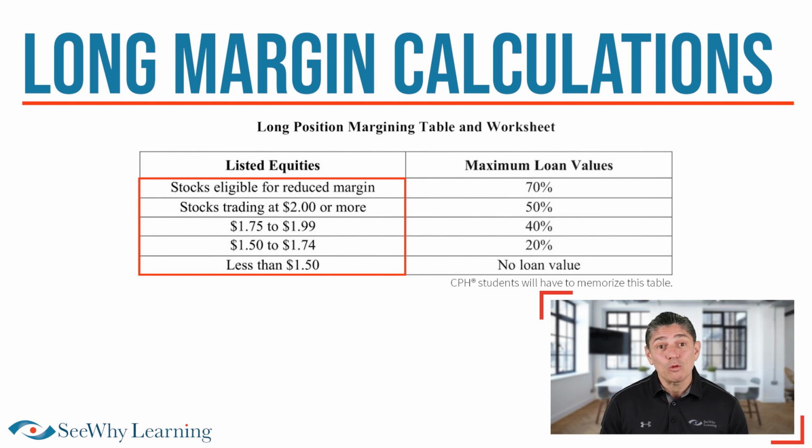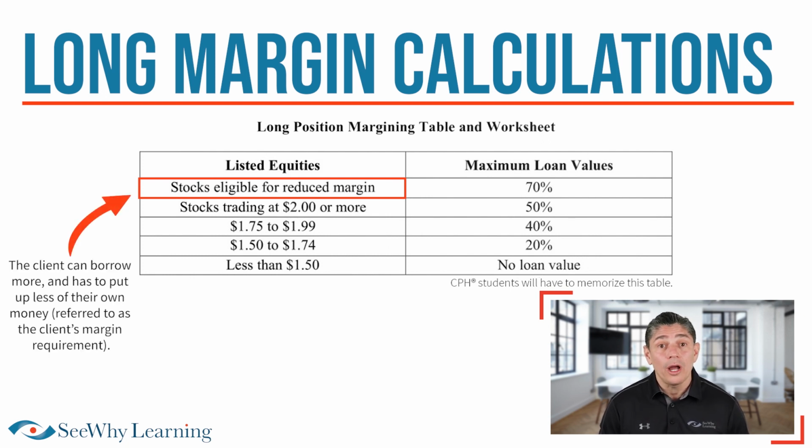The maximum loan is reserved for stocks that meet certain criteria and are considered eligible for reduced margin. This essentially means the client can borrow more and has to put up less of their own money, referred to as their margin requirement. Notice that the stock must trade for at least $1.50 to qualify for a margin loan. Finally, notice the tiers in between have a spread of 25 cents.